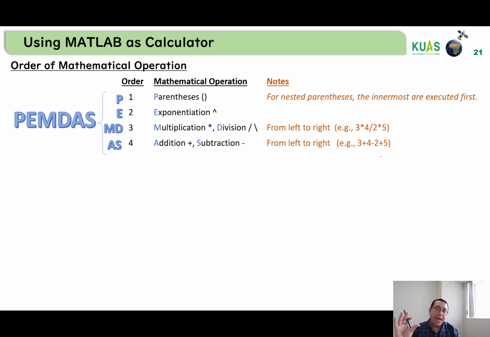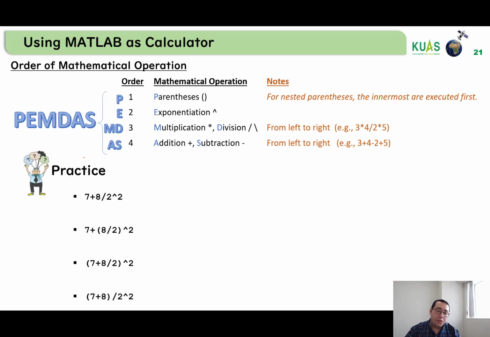In that sense, we can make a shortcut or a keyword. We can remember what the order is by taking the first letter from each of these words and writing PEMDAS. So using PEMDAS, you can remember this is first, this is second, this third, and this fourth. Now we understand in which order we execute mathematical operations.